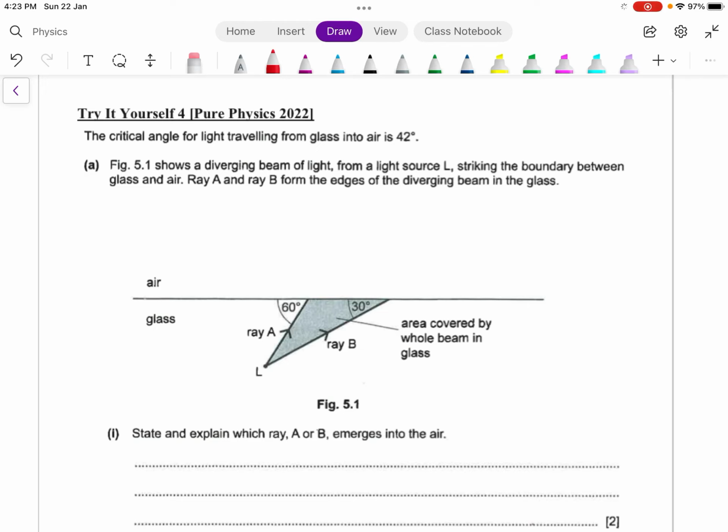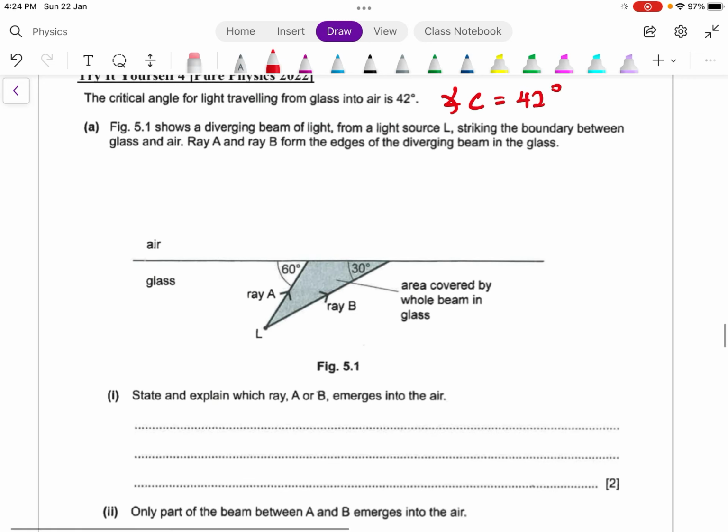So the critical angle for light traveling from glass into air is 42 degrees. So this is the critical angle. Okay, so we have this figure showing a diverging beam of light from a light source, L, striking the boundary between the glass and air. So the light is actually traveling from a more dense to a less dense medium. Ray A and B form the edges of the diverging beam in the glass. Okay, part I: state and explain which ray, A or B, emerges into the air.